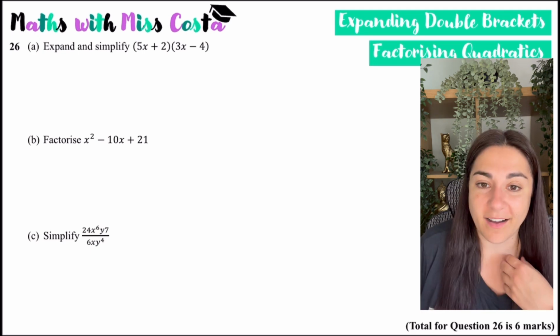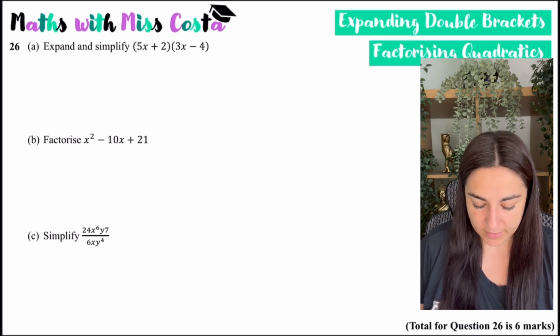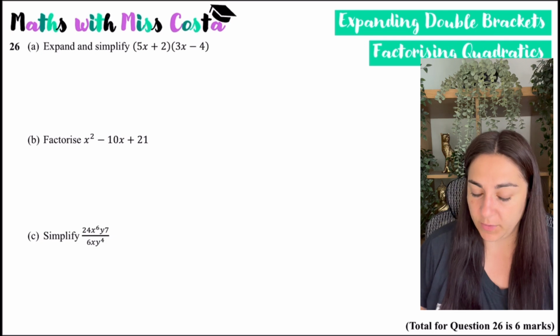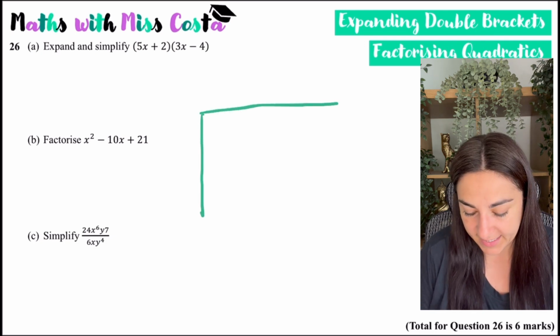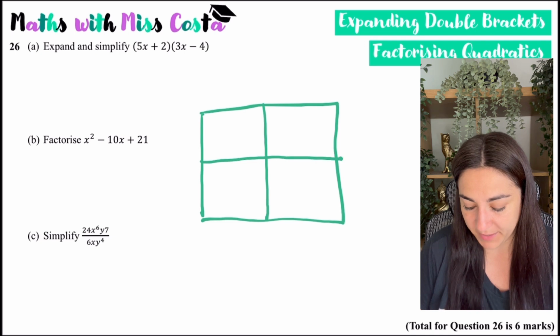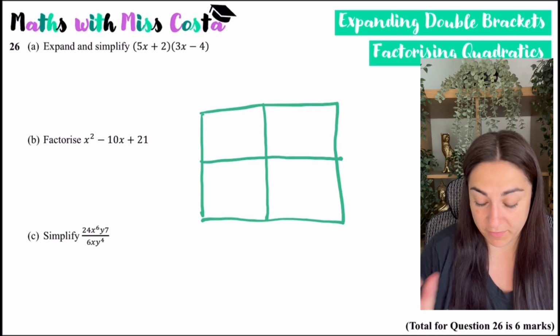And now we are at the last question. So just some algebraic simplification. So expand and simplify. You've got a double bracket. The best thing I would say when you've got this is just draw out the grid, because the amount of people that just make a silly mistake because they forgot one tiny little bit of the equation.